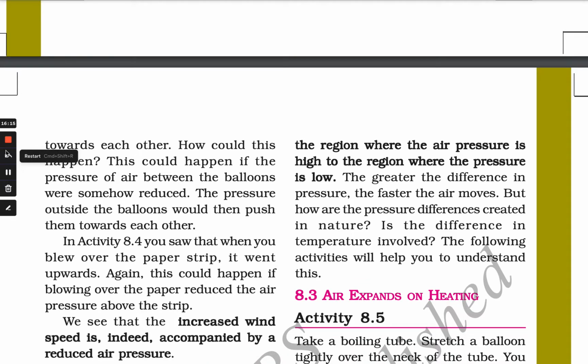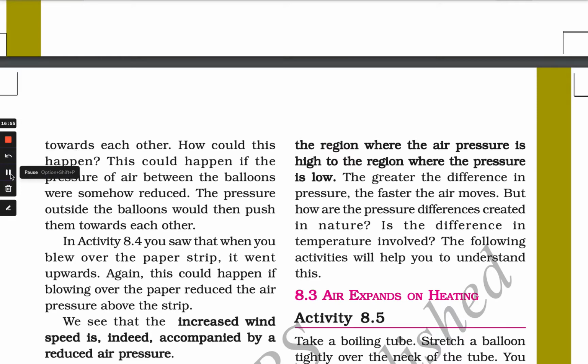So with all these 3 activities, what do you conclude? You conclude that when there is an increased speed of wind, there is always a reduced air pressure. That means the speed of wind is inversely proportionate to the air pressure. That means when the wind speed is high, the air pressure is low, right? Opposite is when the wind speed is low, the air pressure is high, right?